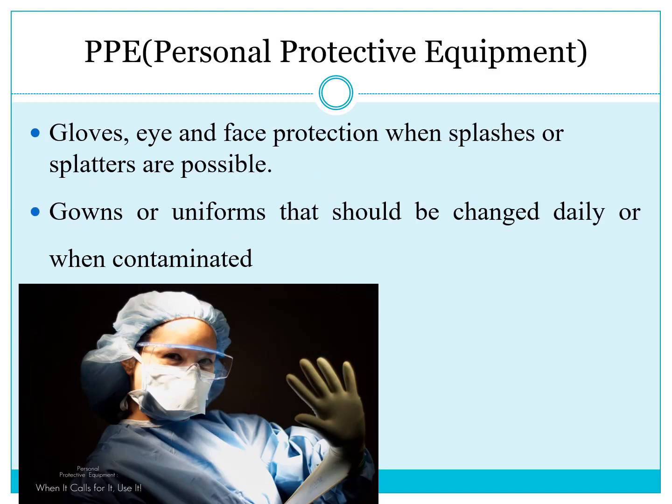Now, we have seen regarding the control of the biological hazards, how to protect ourselves. They are being done by PPE, personal protective equipment. The gloves, face masks, and also eyes should be protected from the splashes or splatters as possible. Gowns or uniforms should be changed daily when they are being contaminated.